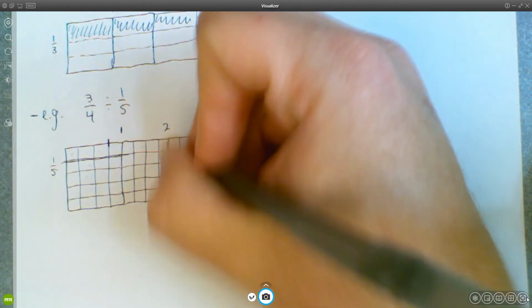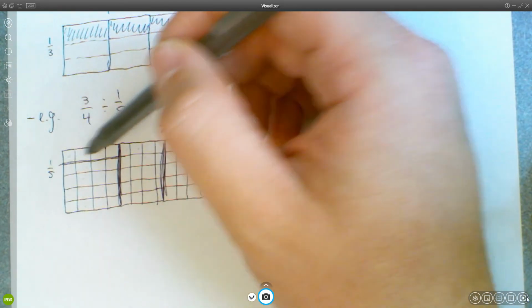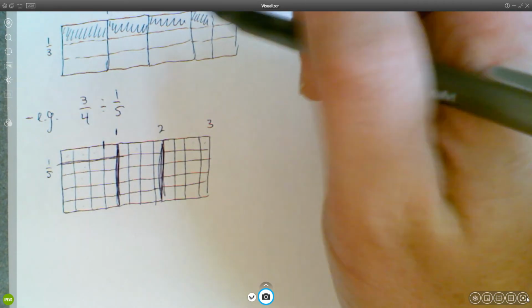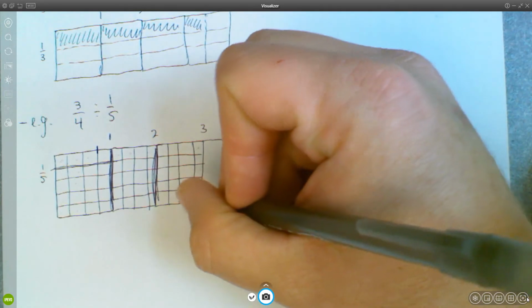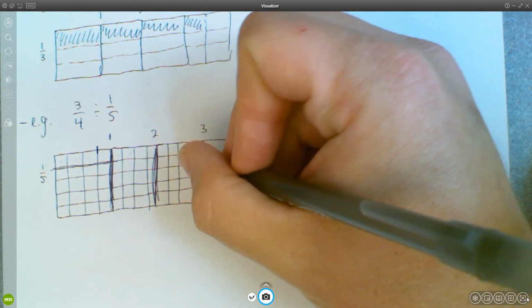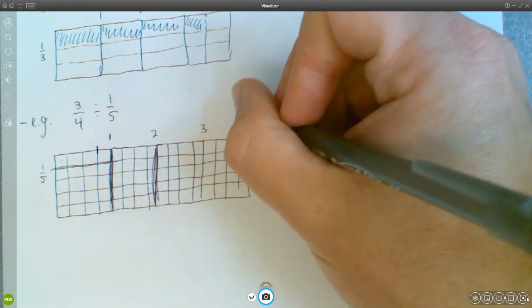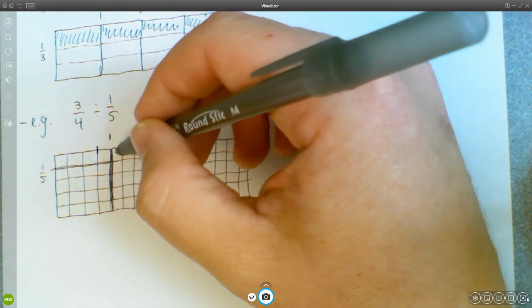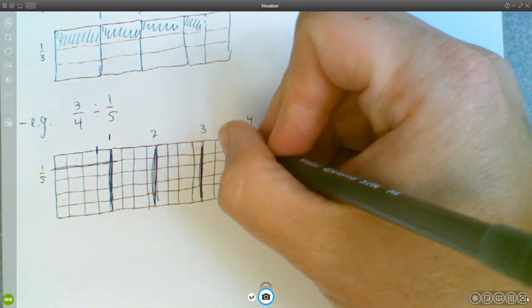Alright, so this is my second unit. I'm going to make the line a little heavier so I can see the distinction. But I've got 1, 2, 3, 4, 5, 6, 7, 8, 9, 10, 11, 12. I need 15. Remember, I need 15. So I'm going to give myself one more unit. And I need 15. 1, 2, 3, 4, 5, 6, 7, 8, 9, 10, 11, 12, 13, 14, 15 is right there.